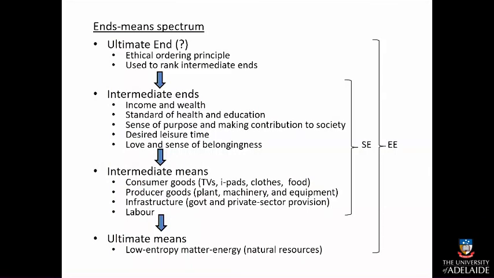Now, in order to achieve or satisfy those intermediate ends, which are ranked according to the ultimate end, of course, you need intermediate means. Things like consumer goods, TVs, iPads, clothes, food, producer goods, plant, machinery and equipment, infrastructure, which is provided by government and the private sector, and labour. So they're combined to provide the intermediate means to satisfy intermediate ends, which we rank with respect to our ultimate end. And of course, to produce the intermediate means, we need the ultimate means. And the ultimate means is natural resources, which I'll talk a little bit more about soon, and can be referred to as low entropy matter energy.